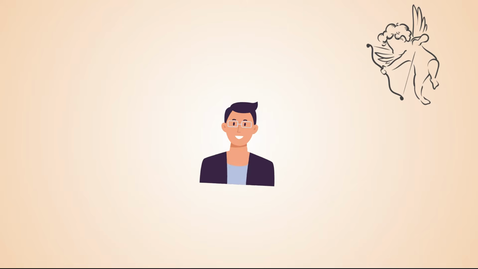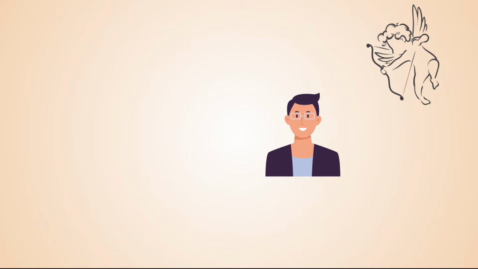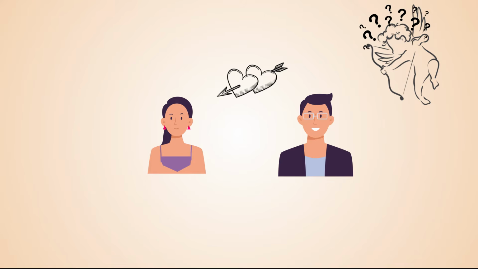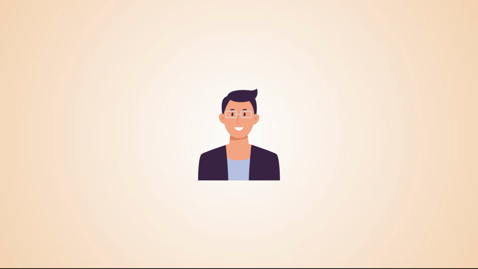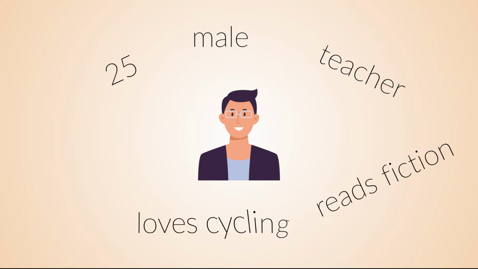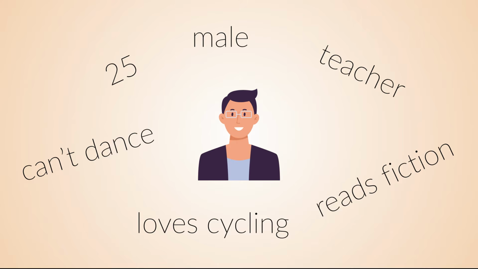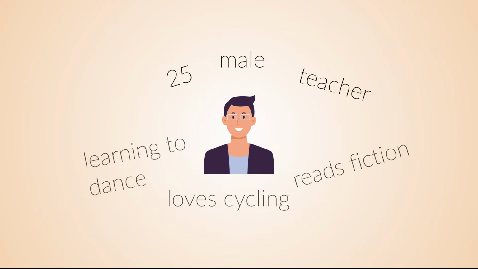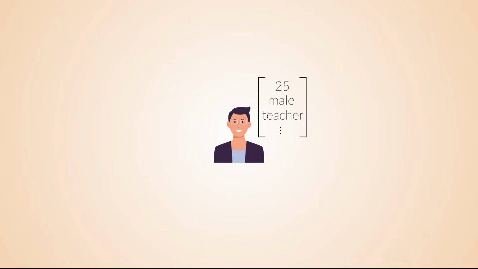Imagine that you're Cupid and, oh, hi Andy. Okay, so you've been tasked to find a suitable match for Andy to fall in love with. How would you approach this? First, we know Andy's age, gender, occupation, that he reads fiction, loves cycling, and he can't dance. Well, that's a bit harsh. How about he's learning to dance? Let's place all these features about Andy into a list, as such.